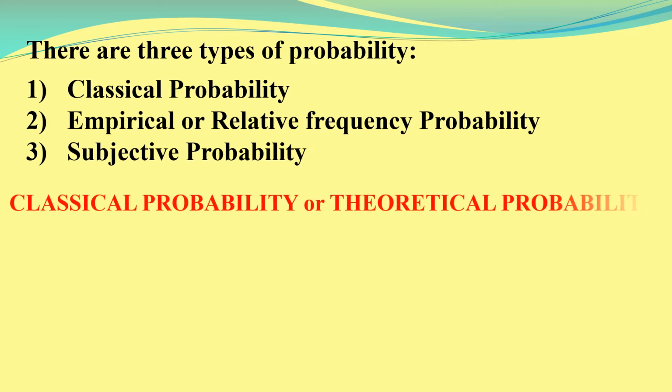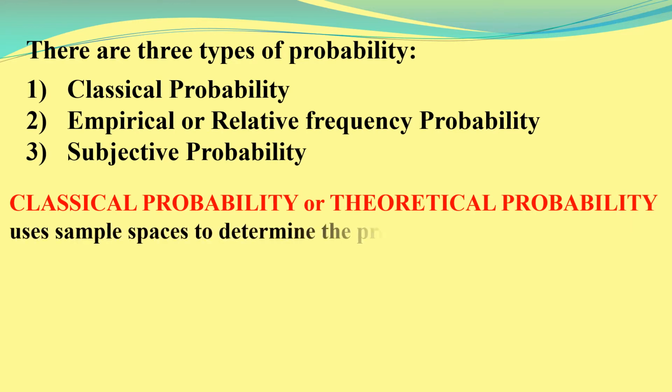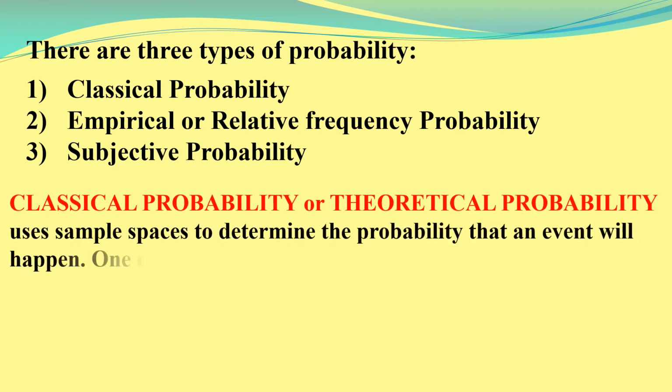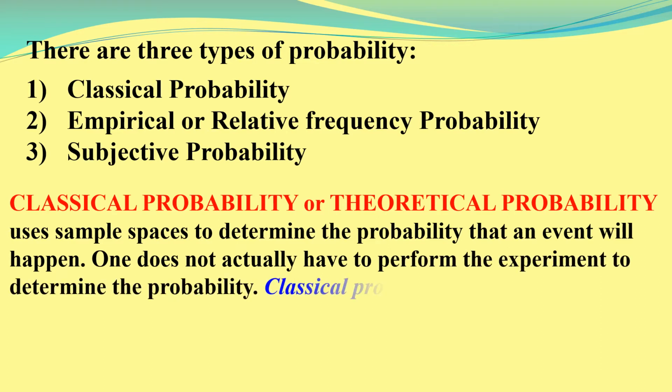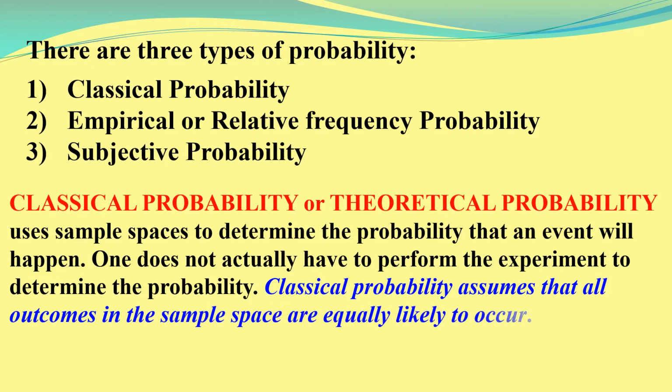Classical probability, or theoretical probability, uses sample spaces to determine the probability that an event will happen. One does not actually have to perform the experiment to determine the probability. Classical probability assumes that all outcomes in the sample space are equally likely to occur.